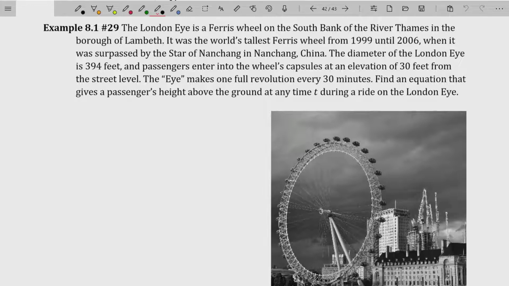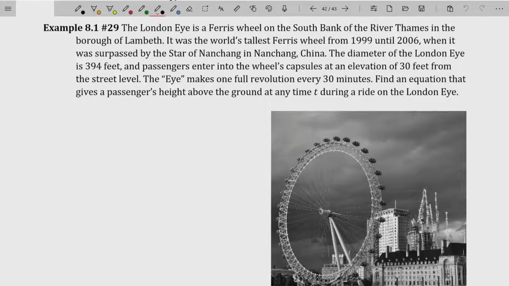Because it's real. The London Eye is a Ferris wheel on the south bank of the River Thames in the borough of Lambeth. It was the world's largest Ferris wheel from 1999 until 2006, when it was surpassed by the Star of Nanchang in Nanchang, China. The diameter of the London Eye is 394 feet, and passengers enter into the wheel's capsules at an elevation of 30 feet from the street level. The eye makes one full revolution every 30 minutes.